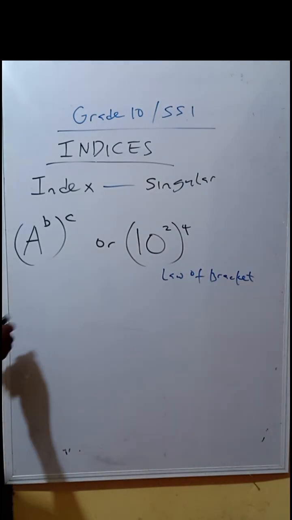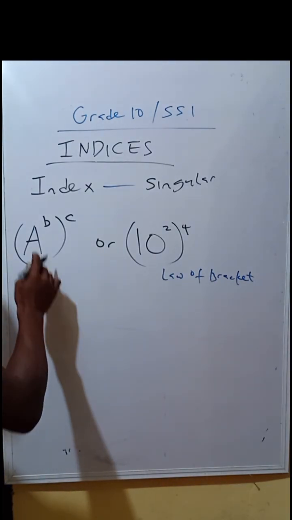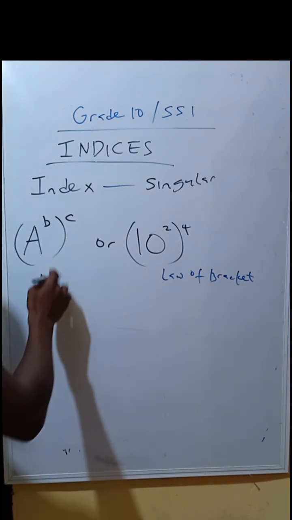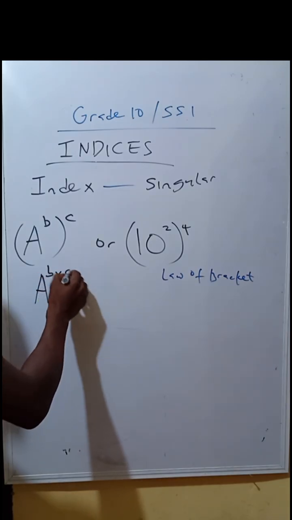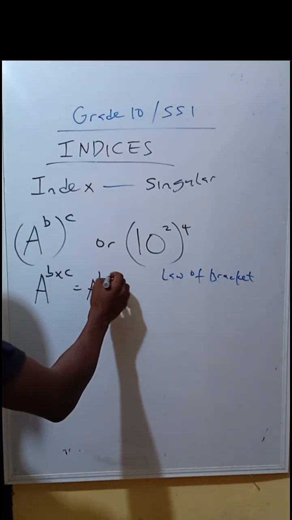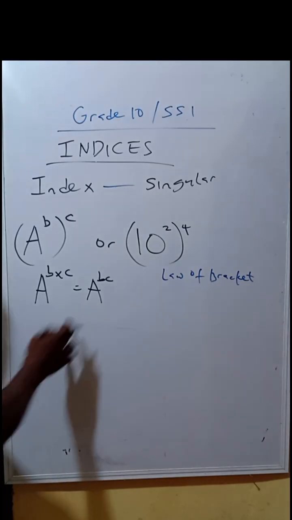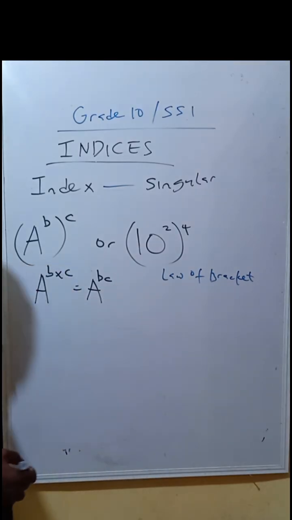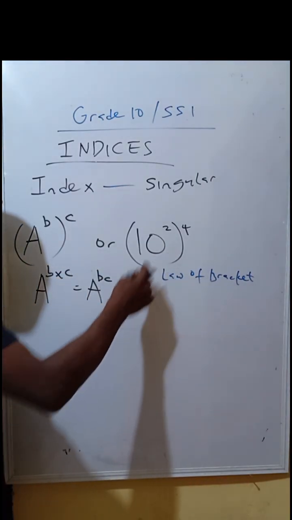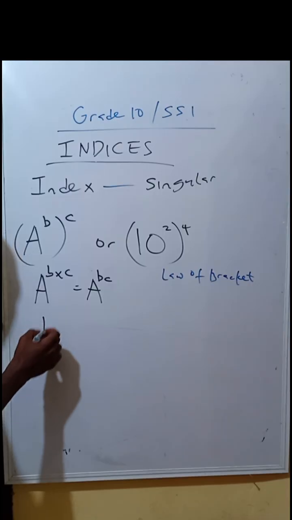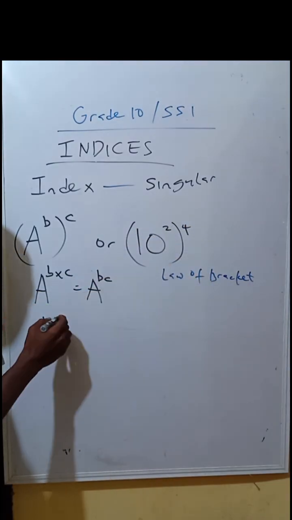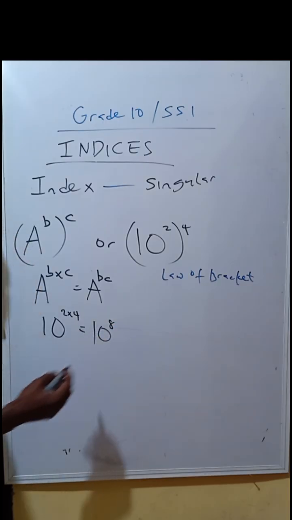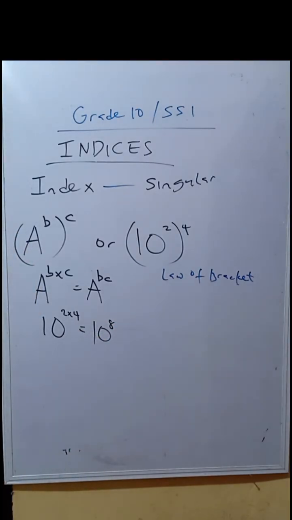So to solve this, you have a raised to power b, in a bracket, raised to power c. You multiply this b times c, which is same thing as a raised to power bc. In algebra, b times c is same thing as bc. So if we're using numbers, this will be 10 raised to power 2 times 4. What's 2 times 4? 8. 10 raised to power 8. So this is the law involving bracket.